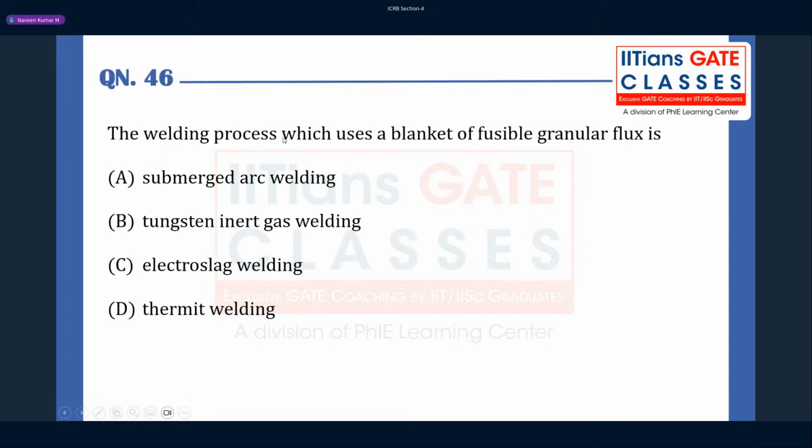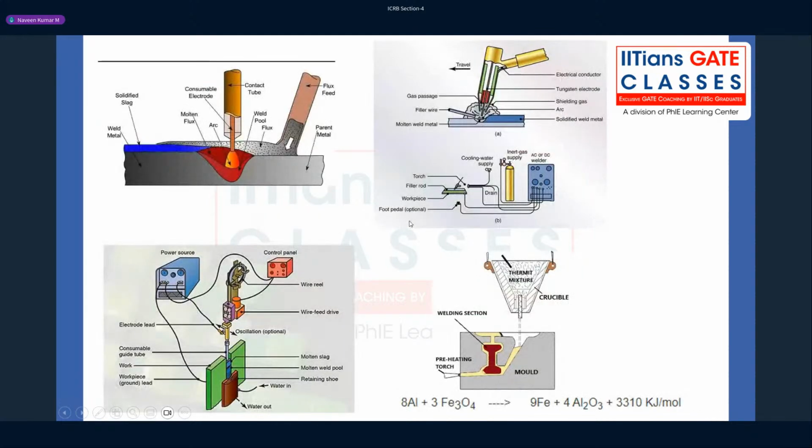Welding process which uses a blanket of fusible granular flux is. So there are some options, but we'll discuss each one of it. I've put the figures readily. One is submerged arc welding.